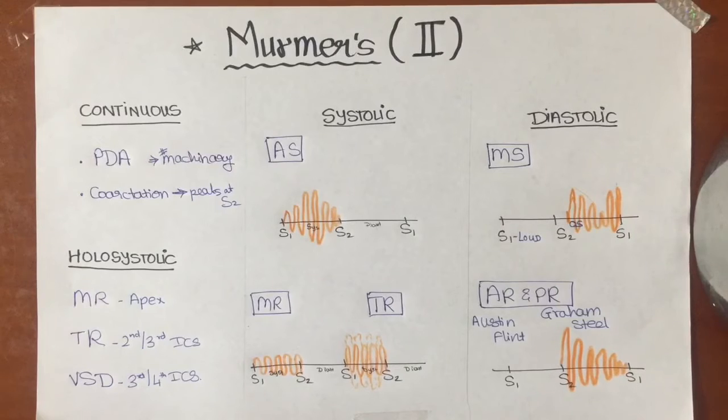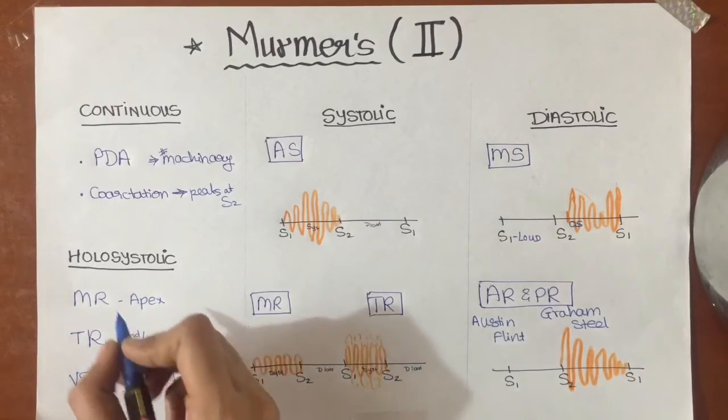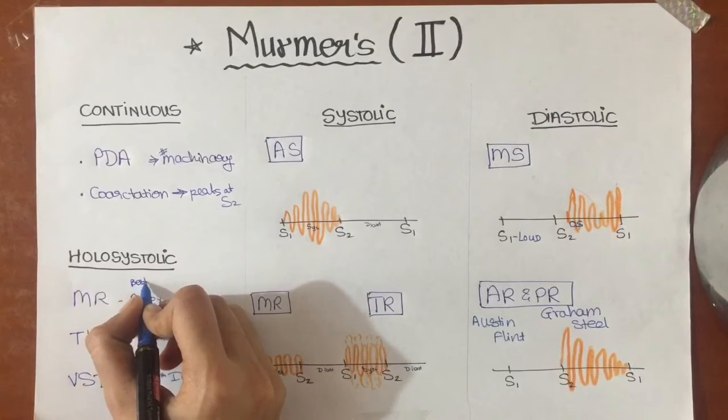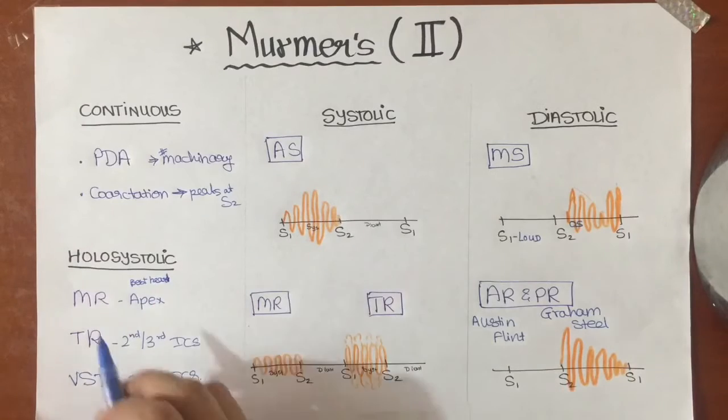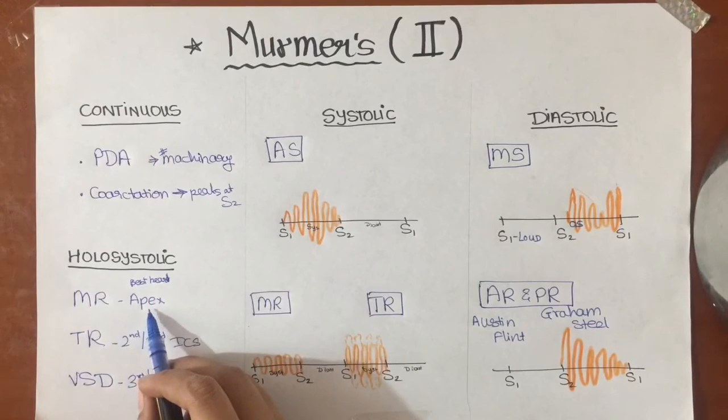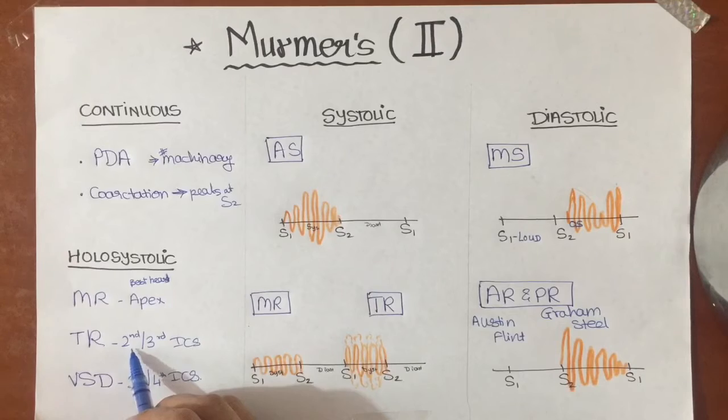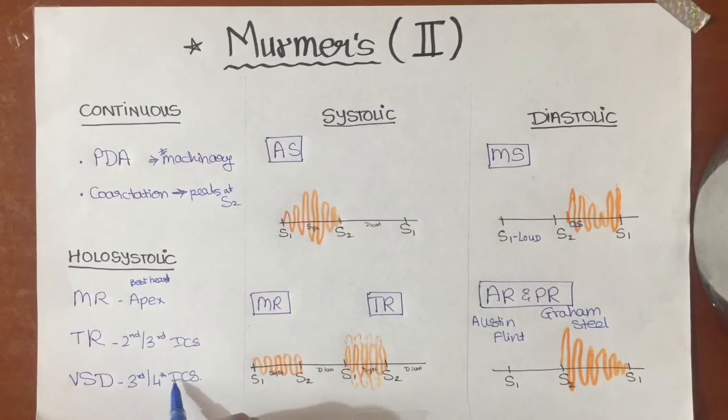Coming next to the holosystolic murmur. Now it is seen in three conditions: mitral regurgitation, tricuspid regurgitation, and in case of VSD. Now here I have written the places where the murmur is best heard. So in mitral regurgitation, the murmur is best heard at the apex. In tricuspid regurgitation, in the second and third intercostal space, and in VSD, the third and fourth intercostal space. Also remember that the murmur of VSD is very loud and a thrill is present.